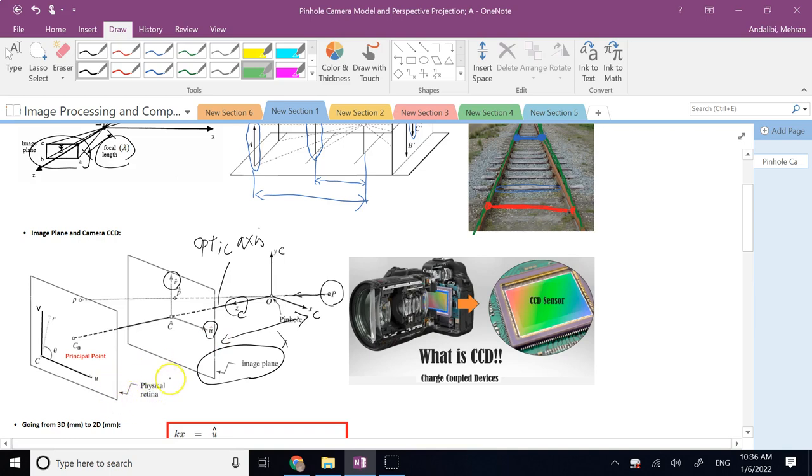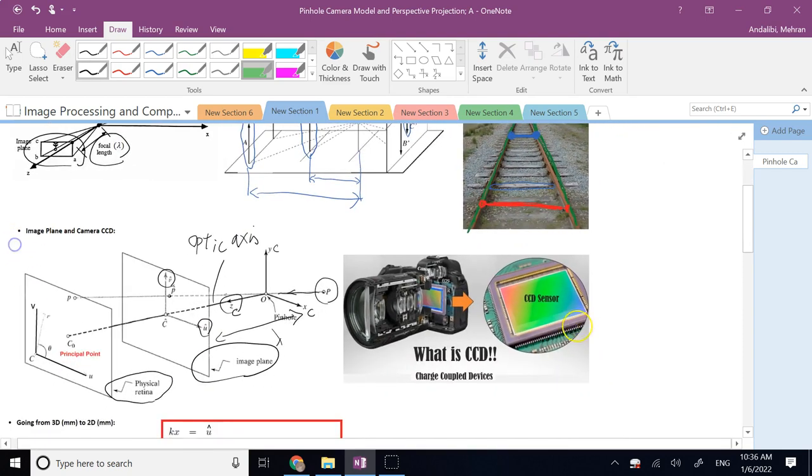Good. And then here I'm showing you another plane called the physical retina, or actually the camera CCD. And this is where the actual pixels or the intensity of the pixels are formed to see a picture. Now you might say, aren't these the same thing? Yes. In fact, the only real physical thing you see in a camera is this physical retina. That's all you see. This image plane is something virtual. We just added it for the mathematical modeling. This image plane is not something physical you see in a camera.